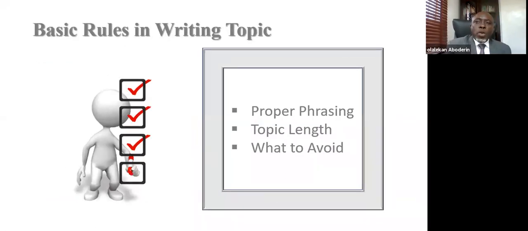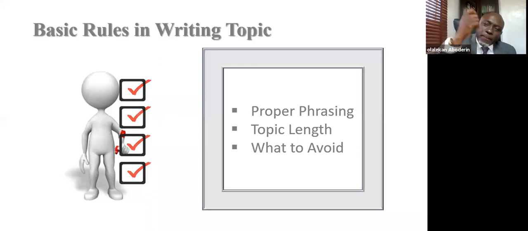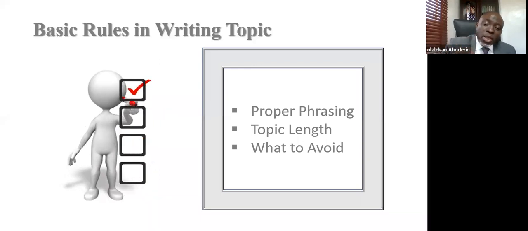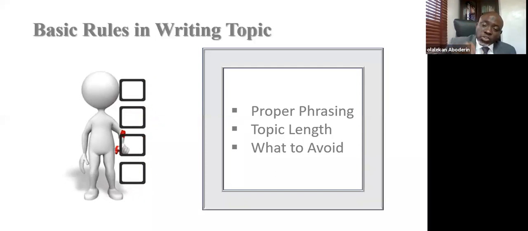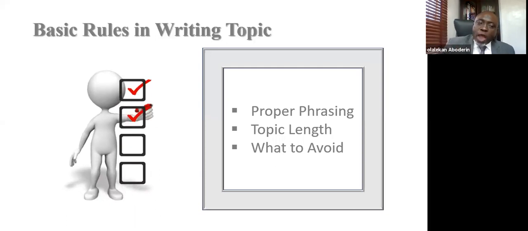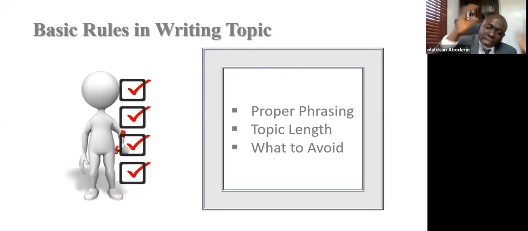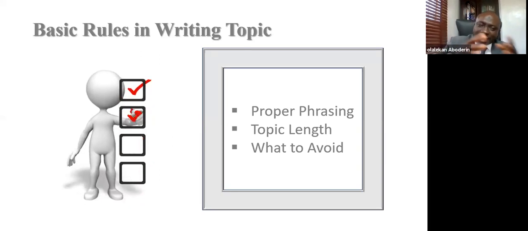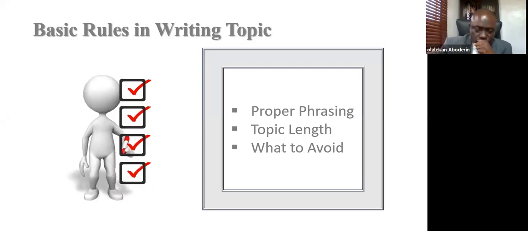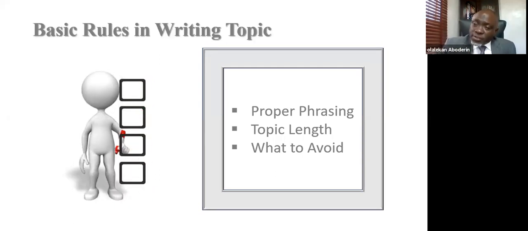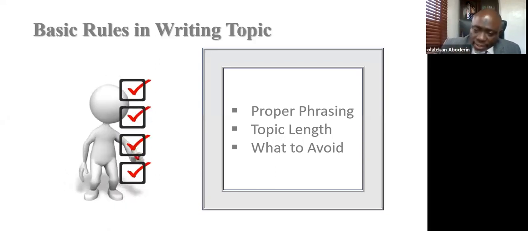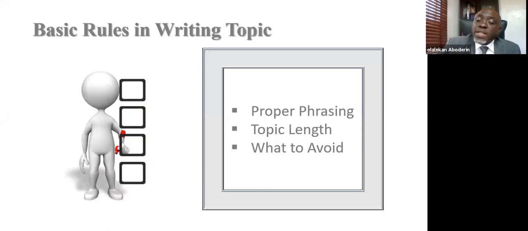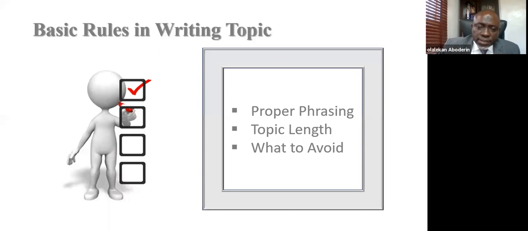Now, with what we have said so far, we should be able to have the right perspective of what a topic of CA should be, what requirements the topic should fulfill. Now, if we have the topic idea, what are the rules that guide us in writing the topic? So the first one is that the topic must be properly phrased. Then we should ensure it's not too lengthy. And there are some things that we have to avoid. So let's quickly see those things.